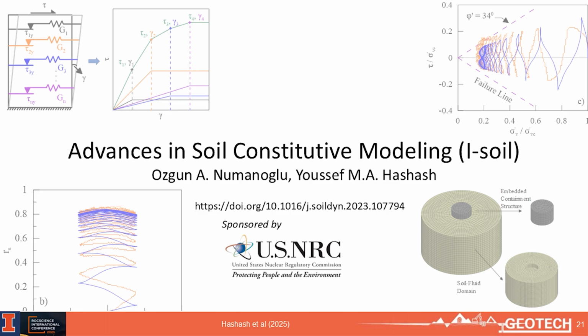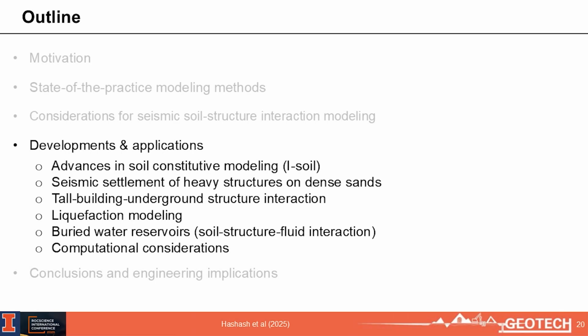So now let's talk about some developments and applications. I gave you a feel for the ingredients. Now I'm going to give you examples and a little bit more detail. So first thing is, in order to be able to do a seismic soil structure interaction, you need to have good representation of the seismic behavior of soil, and also, by the way, good representation of the seismic response of the structure. Now, that's outside my area of expertise.